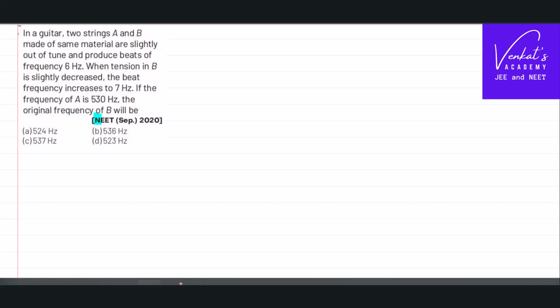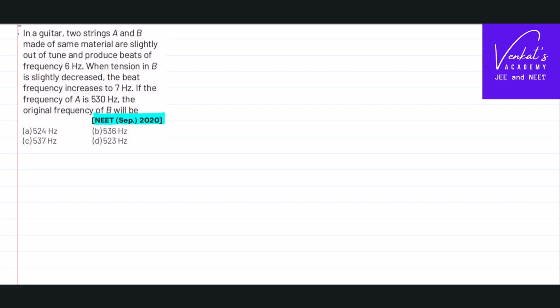This is the NEET 2020 question in waves. It says, in a guitar, two strings A and B, made up of semi-materially or slightly out of tune, produce beats of 6 Hz. From this, the first thing we can write is, the number of beats per second is called beat frequency. We have derived the expression for that as the difference between the frequencies. It was given as 6.